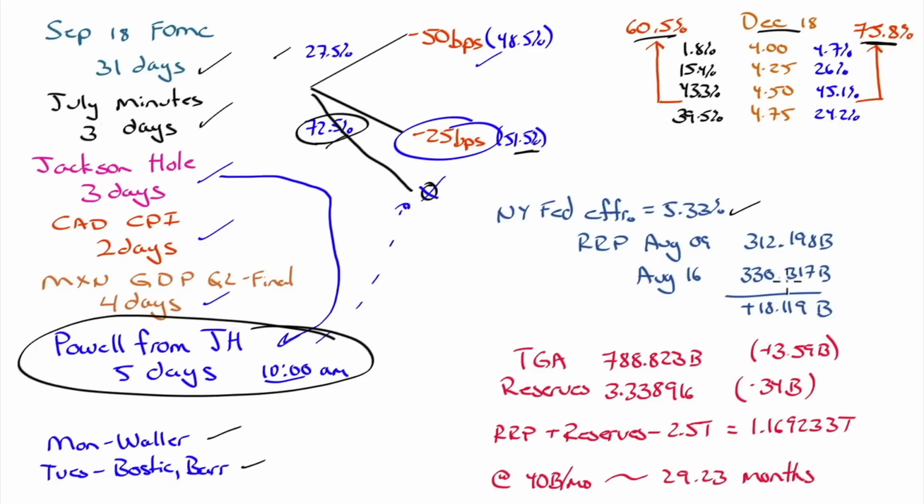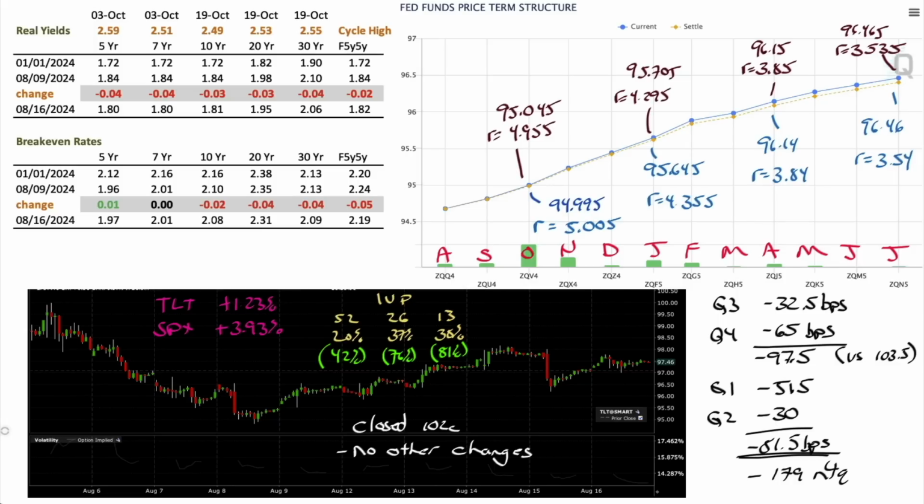Reverse repo bounced up a little bit, 18 billion, still in the 3s. The TGA up 3.6 billion, reserves down 34 billion, which puts the combination of reserves and repos at 29 months at the current rate of runoff before we hit ample reserves. Not a lot of excitement in the real yield space or the break-even rate space. You've got low volatility in nominal rates. You'll have low volatility here as well.